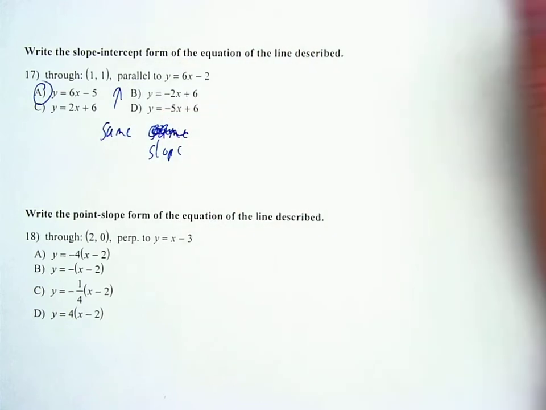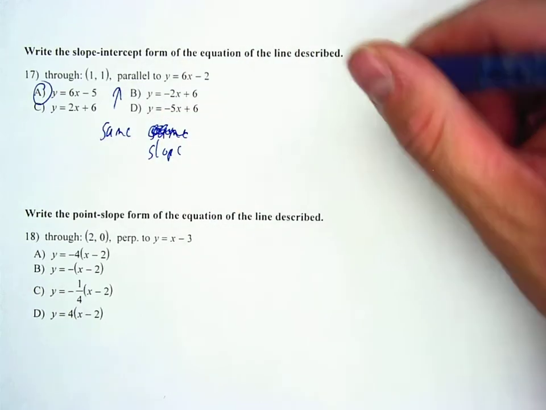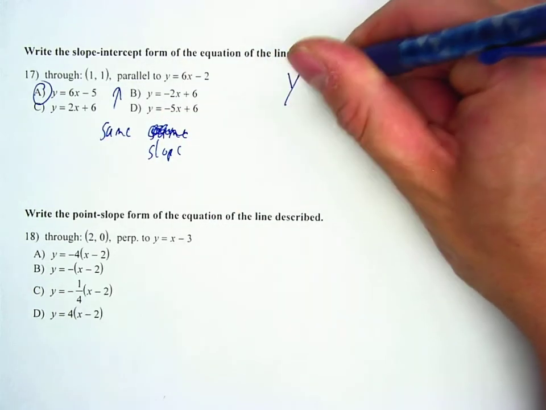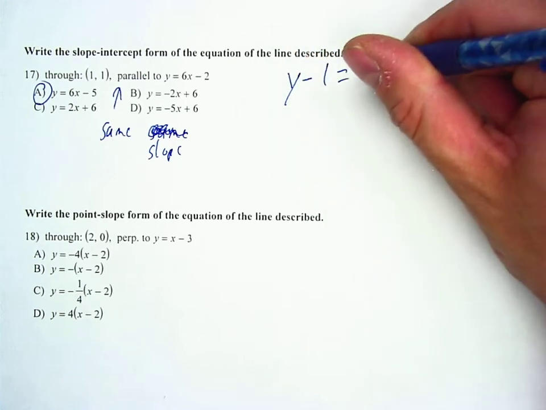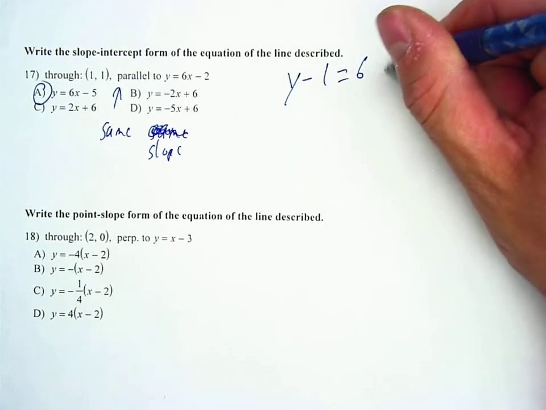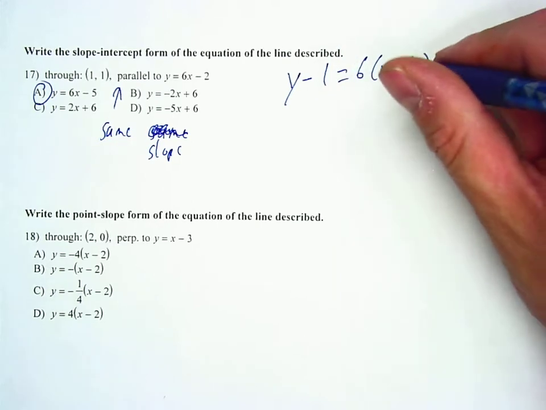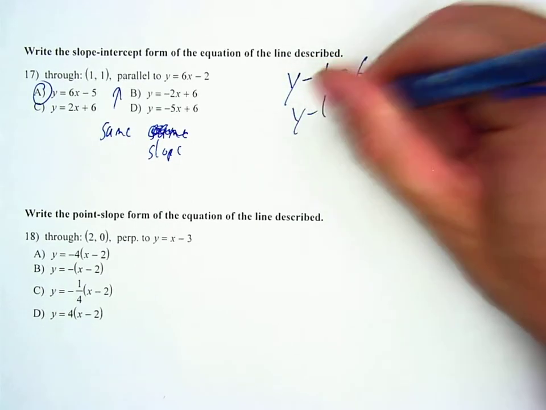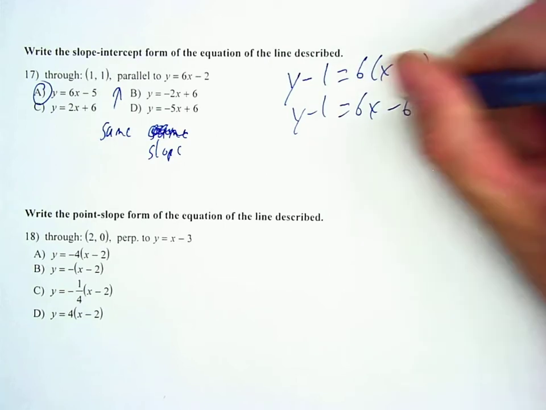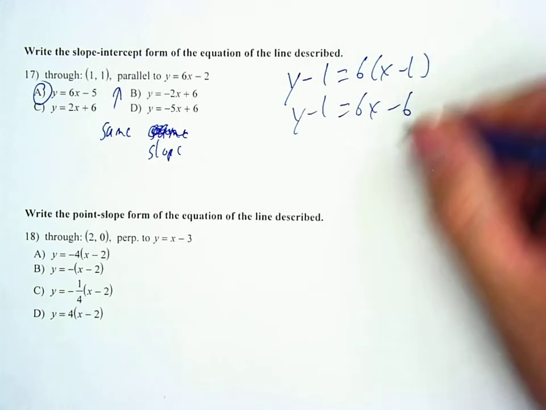Now, if I want to actually do the question the way it should be done, I should do point-slope form. Y minus y1 equals m, and my slope is the same, times x minus x1. So x minus 1 there. And then I can distribute the 6. Y minus 1 equals 6x minus 6. Take 1 and add it to -6. We get -5.